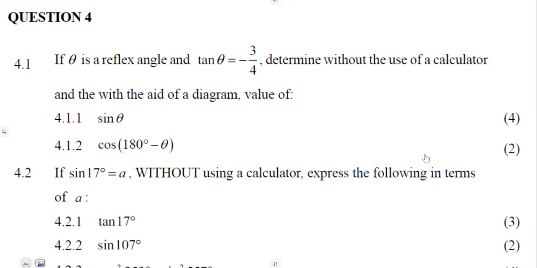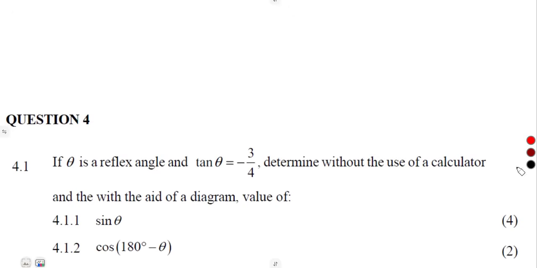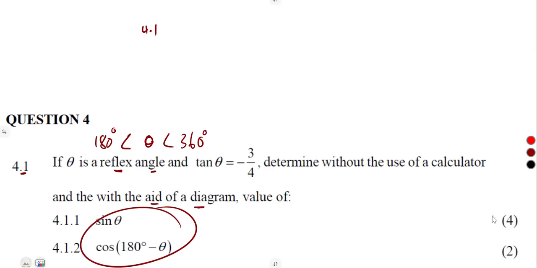Question number 4. This is part of our trigonometry. 4.1. If theta is a reflex angle, which is one that is greater than 180 degrees but less than 360 degrees, so they are actually giving us the value of theta to say it is found within this interval, and tan theta is negative 3 over 4. Determine with the use of a calculator and with the aid of a diagram the value of these. Let us have our diagram first.